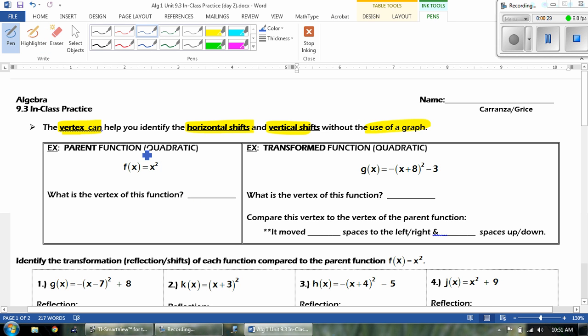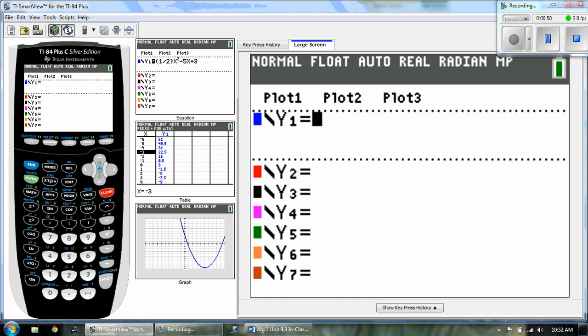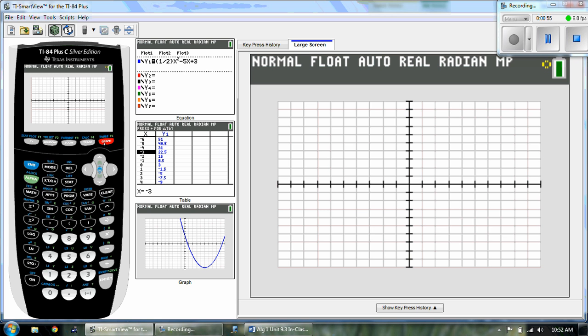So the parent function, remember we just said that's the basic quadratic function, f of x equals x squared. Remember we also said that this is the same as if it was y equals x squared, okay? The vertex of that function was 0, 0. Now, if you don't believe me, here I am plugging it directly into our calculator, x squared. I look at the graph, and where's the vertex? Yeah, the vertex is at 0, 0.